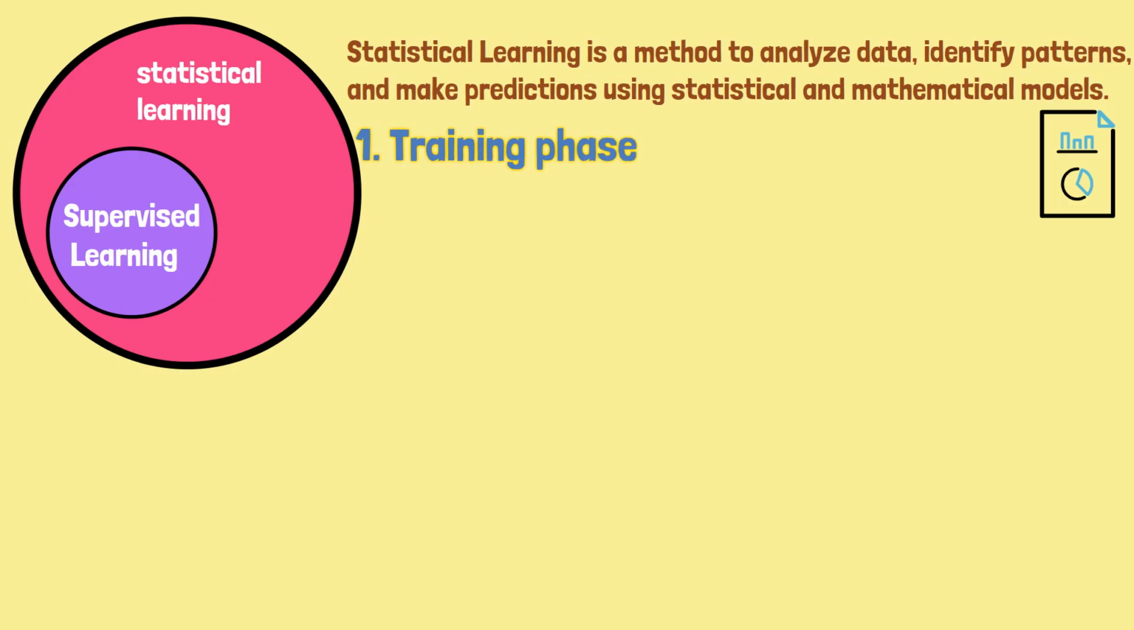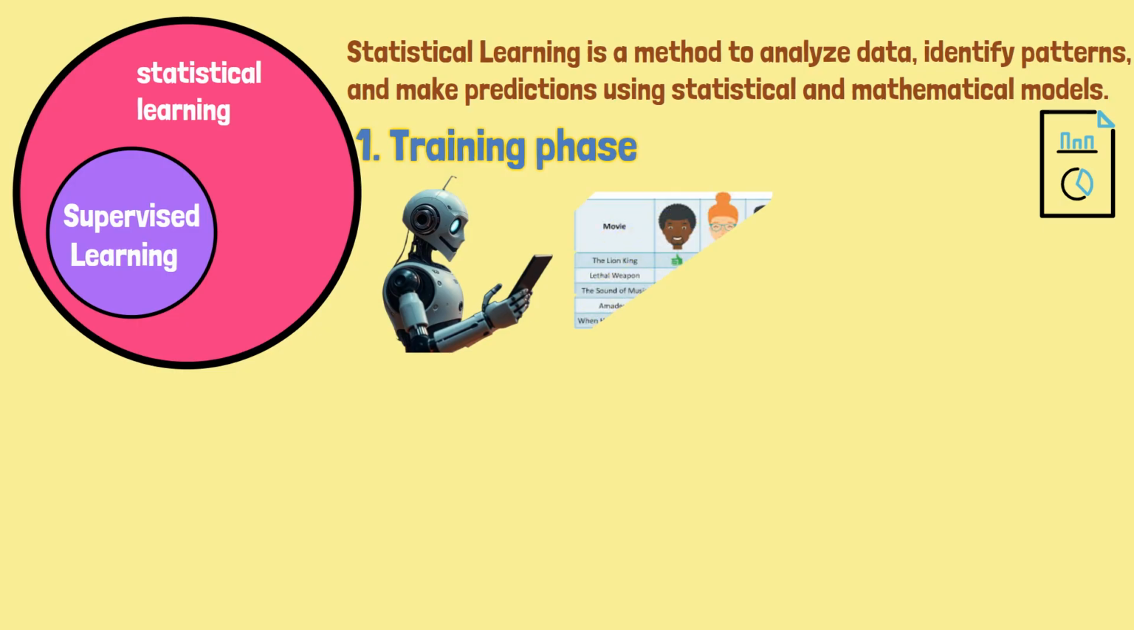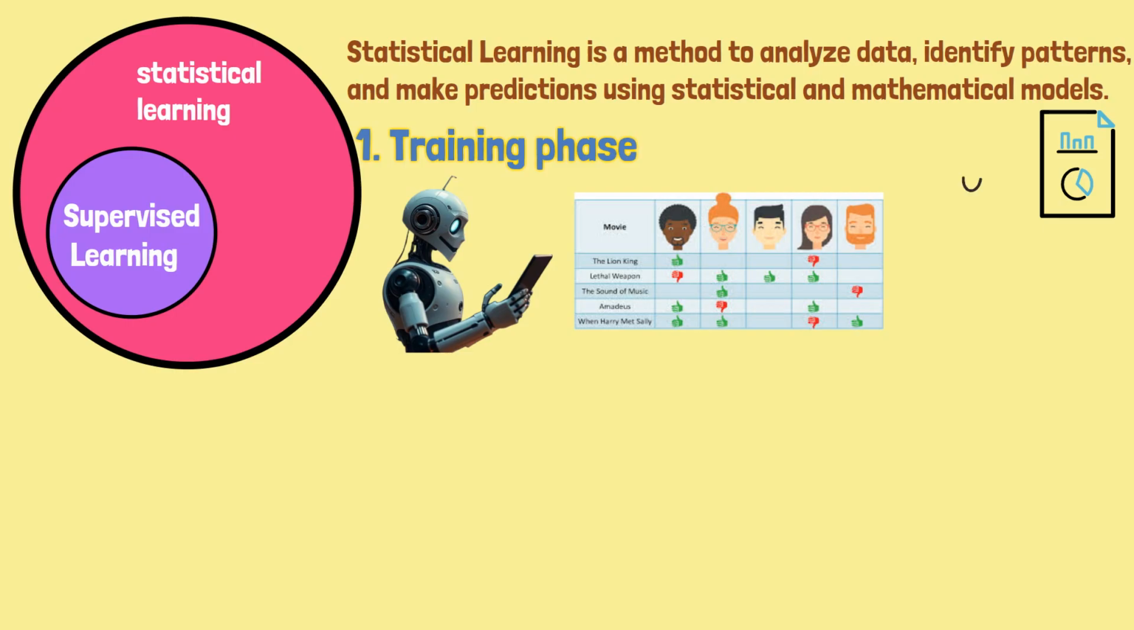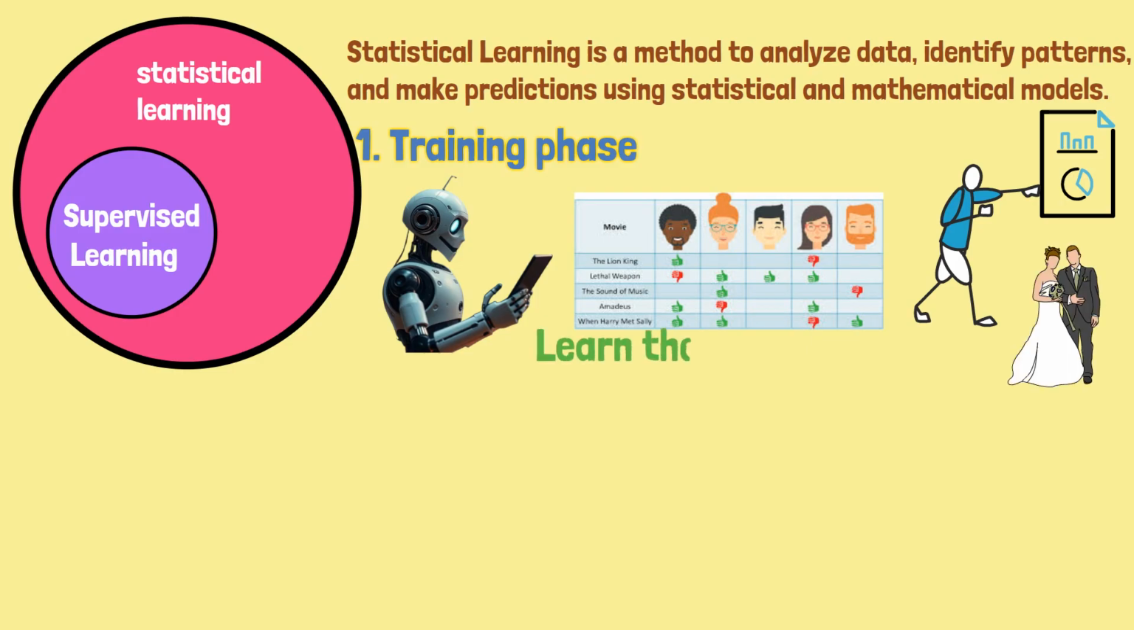Training phase: imagine you're teaching a computer to recommend movies. You show it a bunch of movie preferences from users, each labeled with whether they liked or disliked a movie. For example, if someone liked action movies like Die Hard and disliked romantic comedies, the computer learns these preferences.